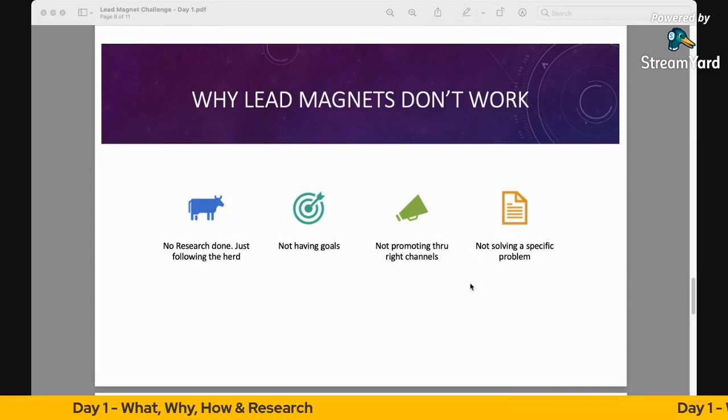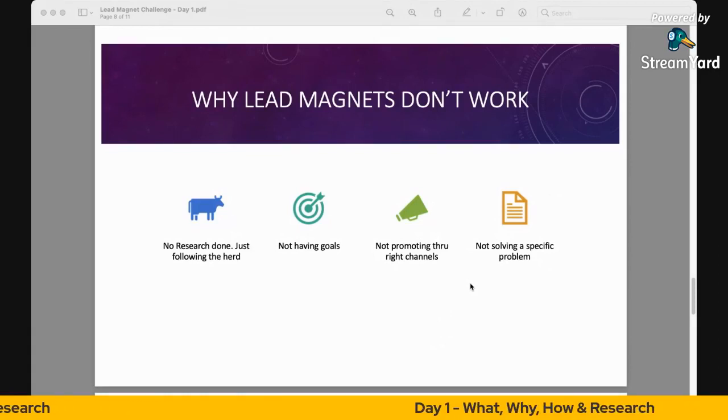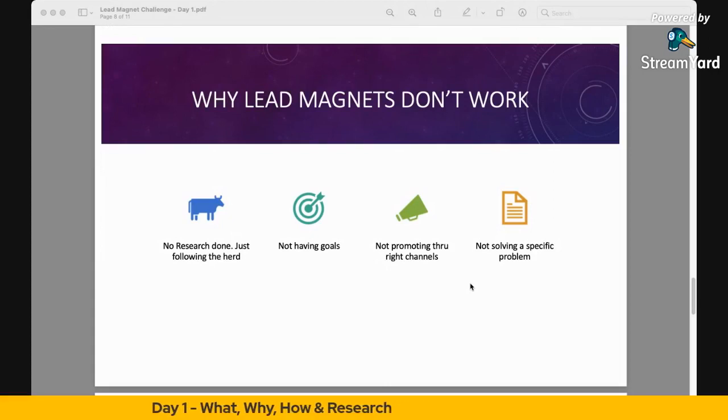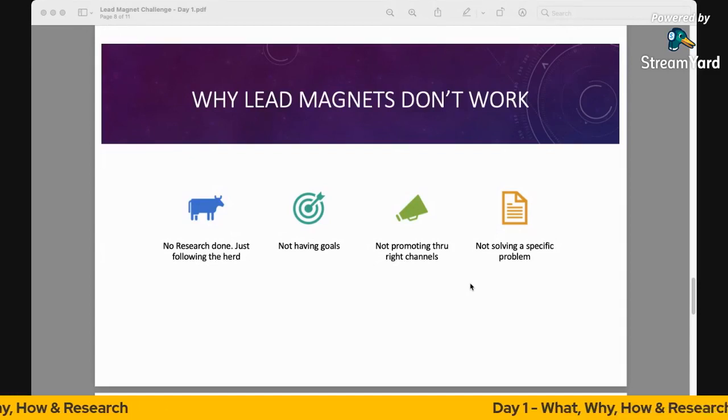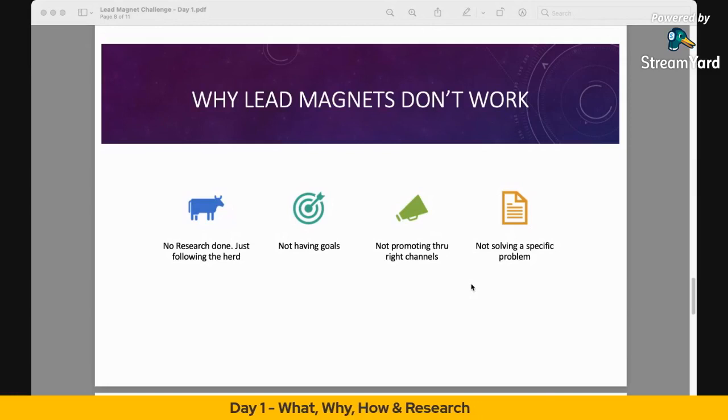And also, it doesn't solve a specific problem. Even in the strategy session, I make sure, and I would recommend you make sure, that one specific problem is solved before they go out. I've sat in many strategy calls, and it doesn't go anywhere. Oh, this is what it is.